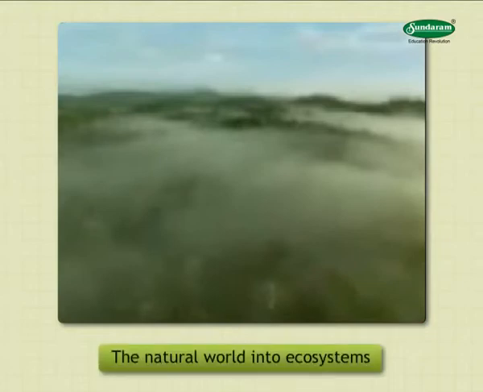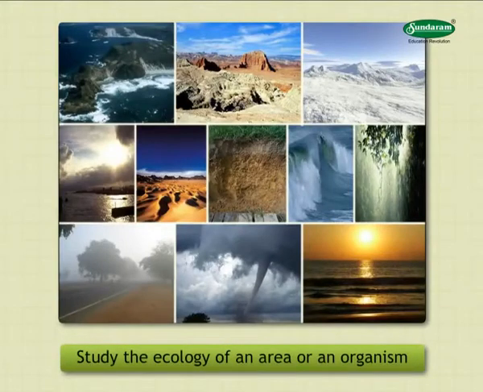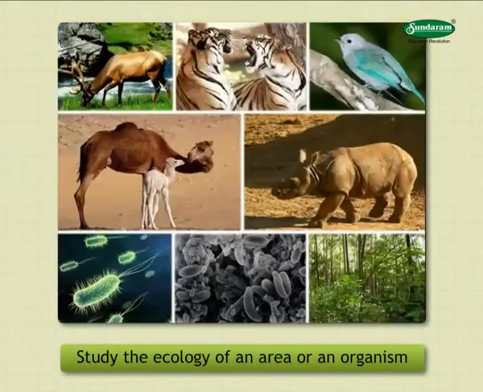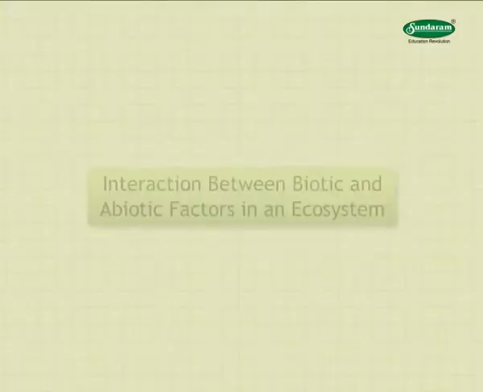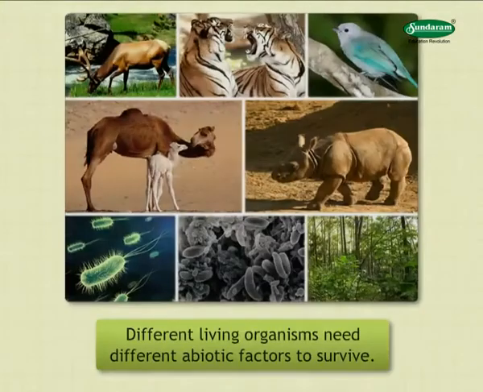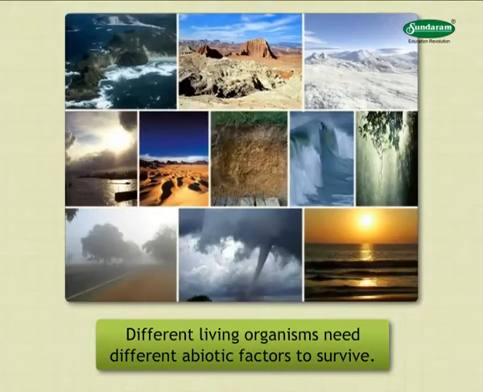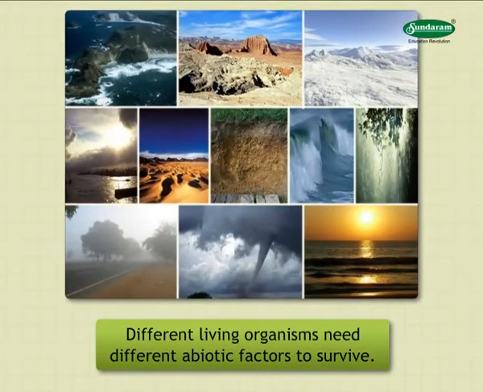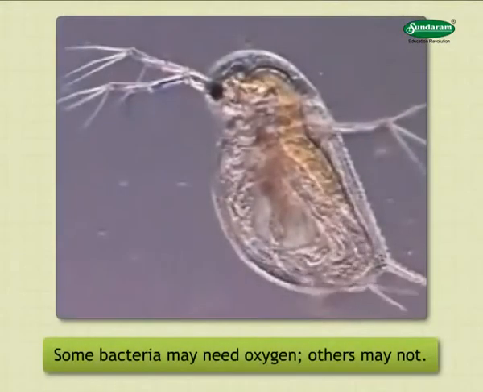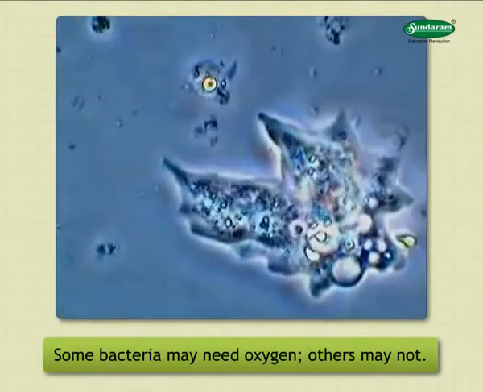Humans classify the natural world into ecosystems so that it is easier to study the ecology of an area or an organism. Interaction between biotic and abiotic factors in an ecosystem. Different living organisms need different abiotic factors to survive. Some bacteria may need oxygen, others may not.